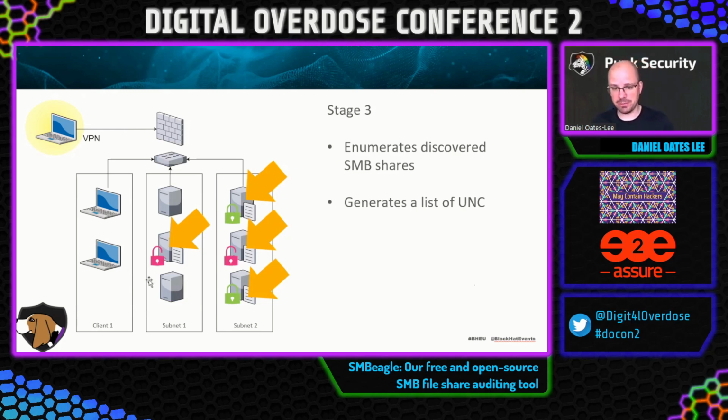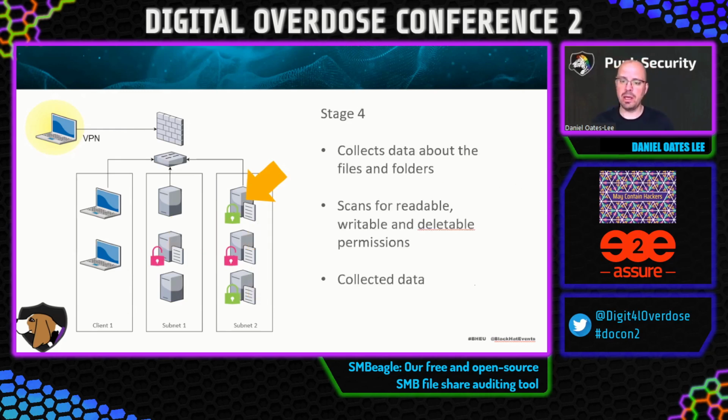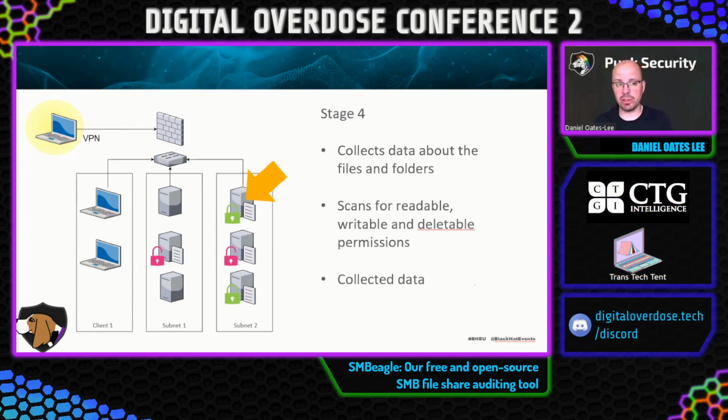What it will then do in stage 4 is connect to every single UNC share that it's identified. It will go through as a low privileged user. I think I forgot to say that this only runs as a low privileged user on a laptop. You don't need any privileges for any of this, and in fact, it works better if you don't run it with any privileged accounts.